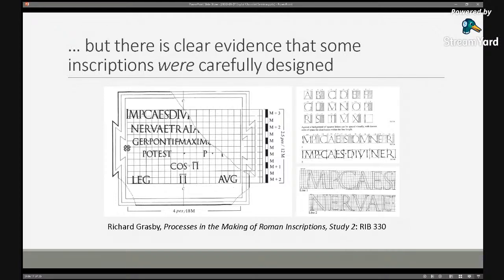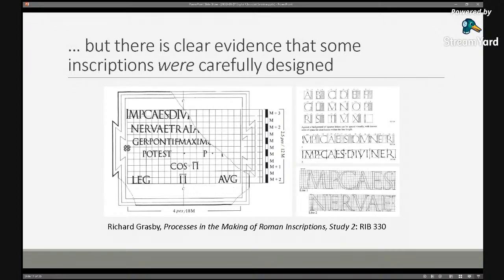He published in the papers of the British School at Rome, and then he published a series of studies which I think can still be obtained from the Centre for the Study of Ancient Documents in Oxford. And he found that there were what he called modules underlying the creation of these inscriptions, and you can see here, I hope, some of these.